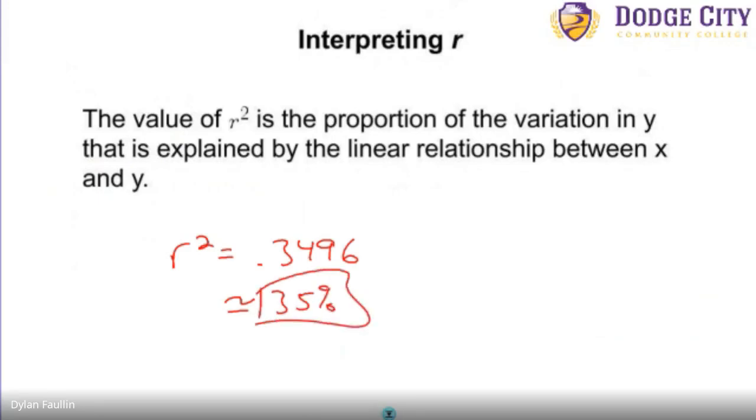So we could say for this particular data set that 35% of the variation in y can be explained by the fact that there's a linear relationship between x and y. And then 65% of the variation is not explained by this linear relationship, which is why we're concluding it's not very linear, right? It's not really a linear relationship because such a small proportion of it can be explained by that connection. So really most of that variation is due to something else.